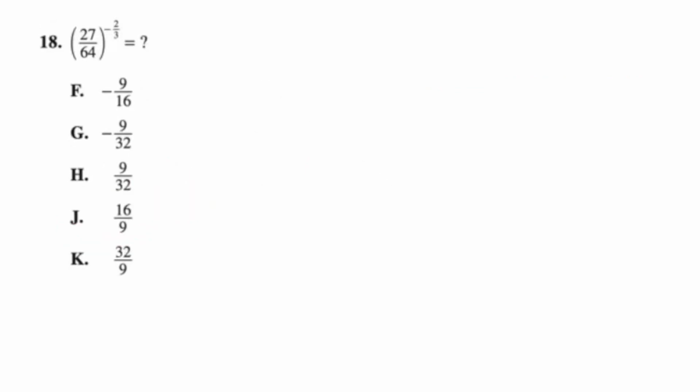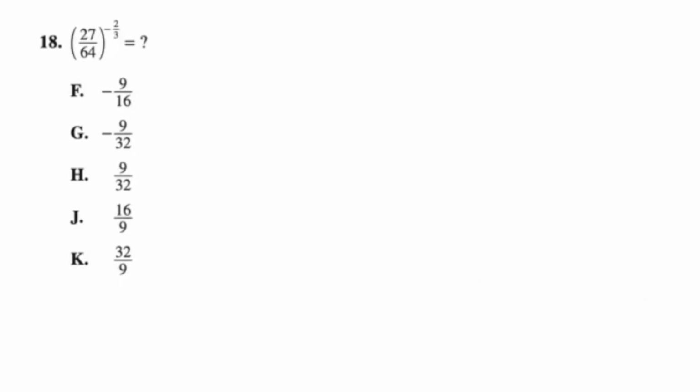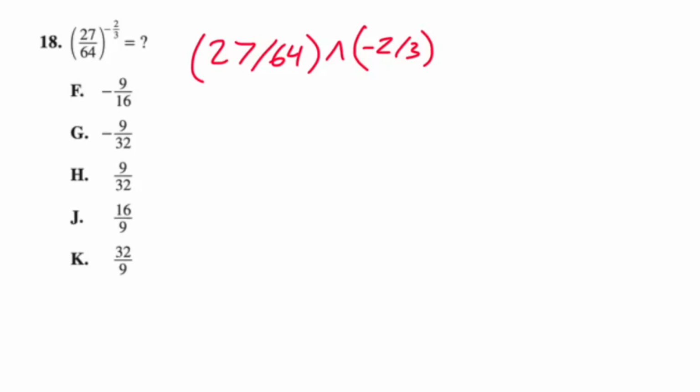Number 18 wants you to evaluate what this is. So it's 27 over 64 to the -2/3 power. So first of all, you could just type this directly into a calculator. Just make sure you type it in correctly. You'd want to do something like parentheses 27 divided by 64, parentheses, and then the little up caret for exponents. Now, the -2/3 all has to be part of the exponent, so I'm going to say -2 divided by 3. If you type it in exactly like that, it should give you the answer.